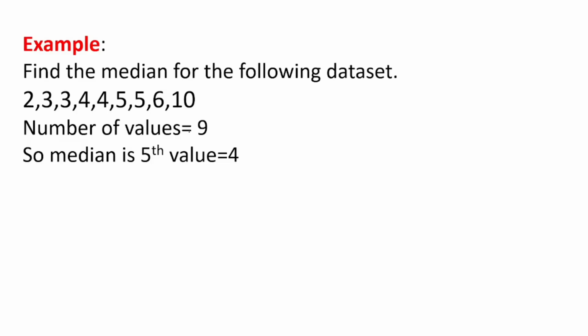Let's see the example here. Find the median for the following data set. This is the data set. You are going to check the number of values. Here, 9 values are there. So obviously the fifth value will be the median value. So what is the fifth value? 1, 2, 3, 4, 5. So this is nothing but the median value.